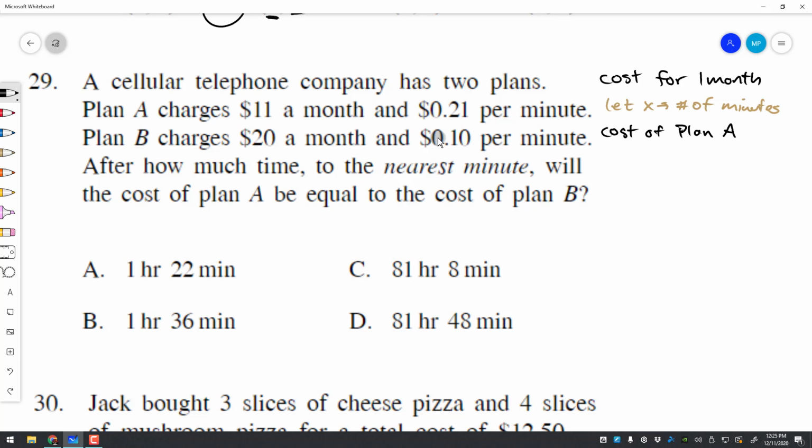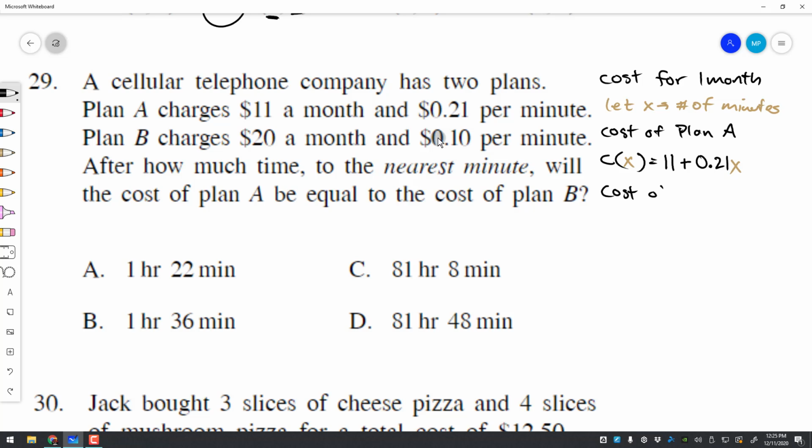We'll do that first. So we're going to do cost, I'm just using C rather than F, as a function of x, meaning we put in x, the number of minutes, and this will generate our cost. So for Plan A, it's $11 a month plus 21 cents per minute, 0.21x. So for any number of minutes, this should give me the cost if I have Plan A.